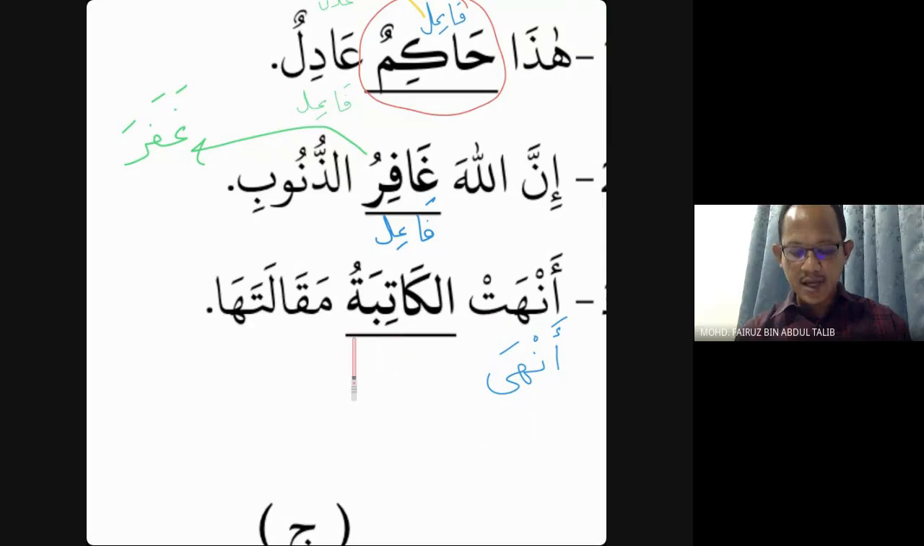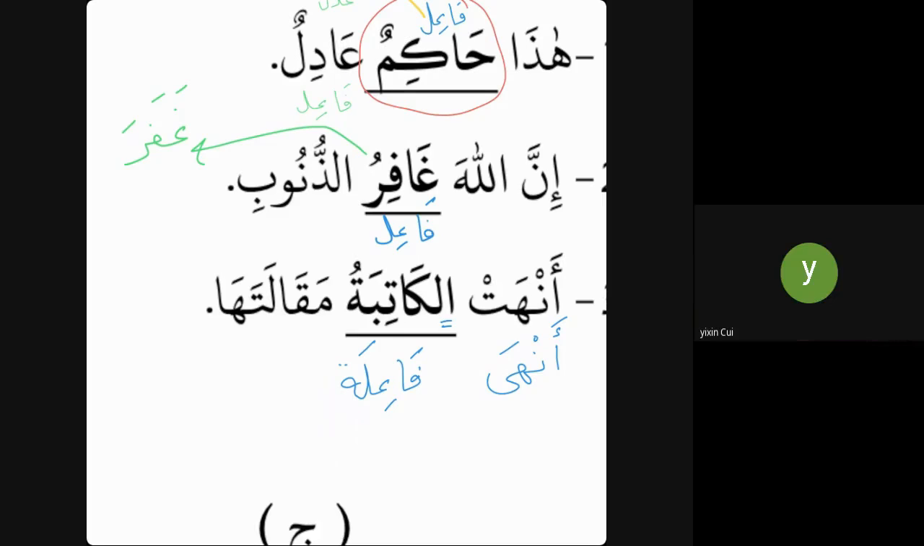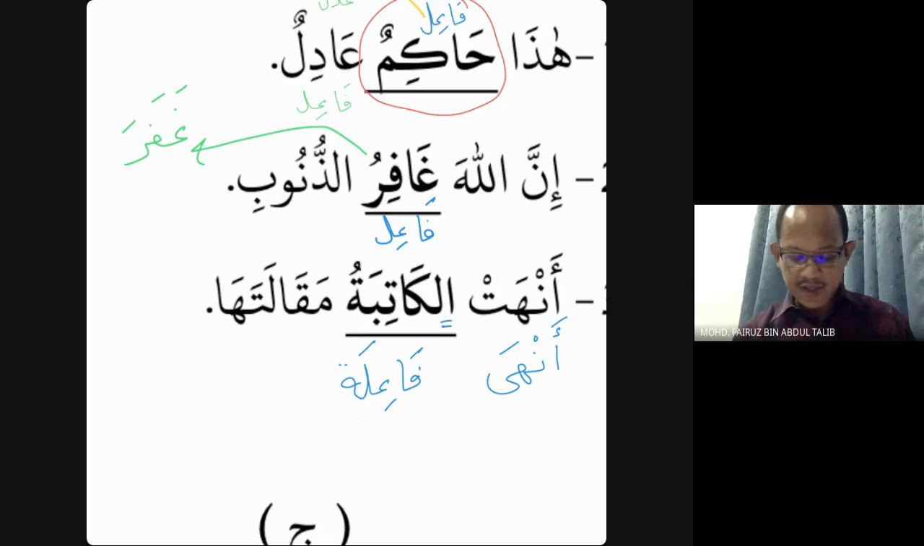Anhat al-katiba maqalataha. Katiba. If you look at the word, what is the wazan? You can ignore the alif lam. Katiba. Fa'ilah. Yes, thank you. Good. So here, what do we have? We have this ta marbuta. Of course, everybody knows that this ta marbuta is the sign of mu'annas. This is the mu'annas word. So remove the ta, then you will get fa'il. You get the same wazan, fa'il.